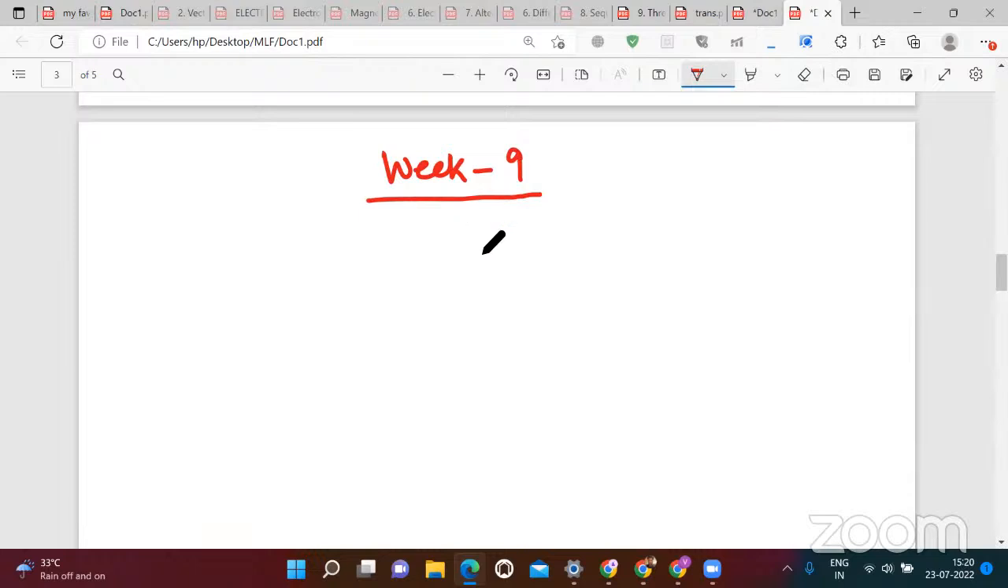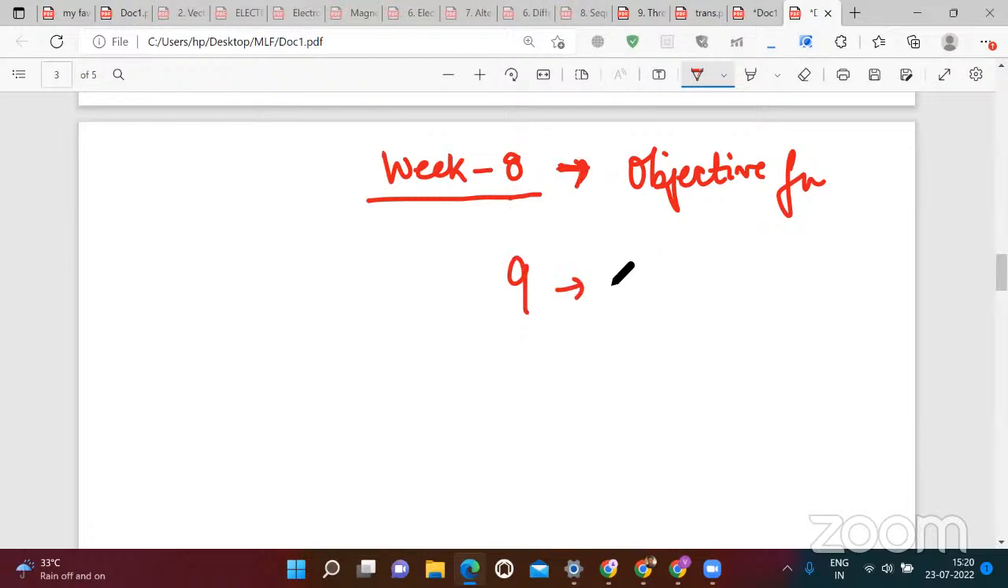So it starts with week 8, right? In week 8, you just need to know regarding the objective function, and you have to solve without a constraint, right? I guess in week 8 that has been given. Week 9 is like objective function plus some constraint is given.